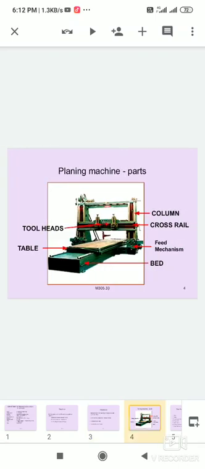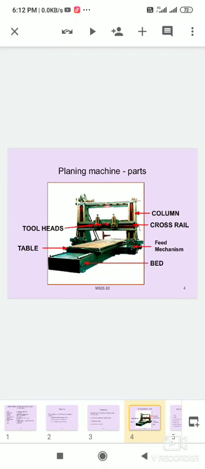This is the planing machine. Its main components are the bed, cross rail, column, tool heads, table, and feed mechanism. This machine is heavy and produces large workpieces. It occupies more floor space.